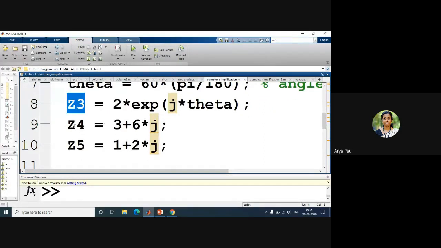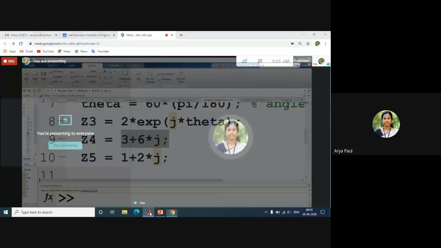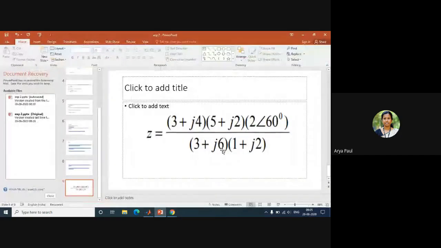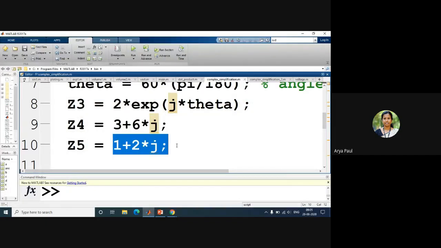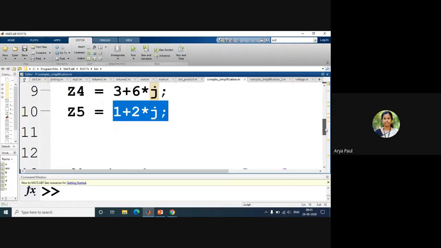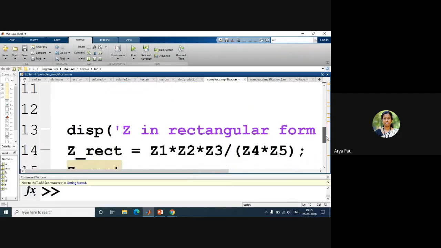Z3 is the next complex number. Now what is Z4? Z4 is 3 plus 6j. Now what is Z5? Z5 is 1 plus 2j. So all the complex numbers are already defined.